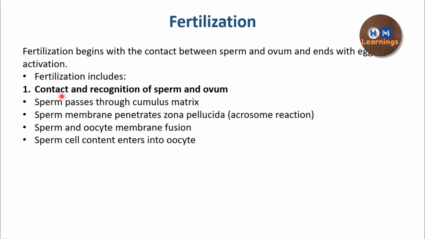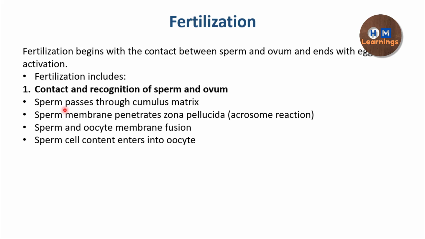It starts at the point at which contact occurs between the sperm and the ovum. Not only contact but also recognition happens between the sperm and the ovum, because fertilization is a species-specific process. The sperm of a specific species will fertilize only the ovum of that specific species. So at the time of contact, there is also recognition between the sperm and the ovum to make sure that the sperm of one particular species is meeting only the ovum of that respective species. So how does that happen?